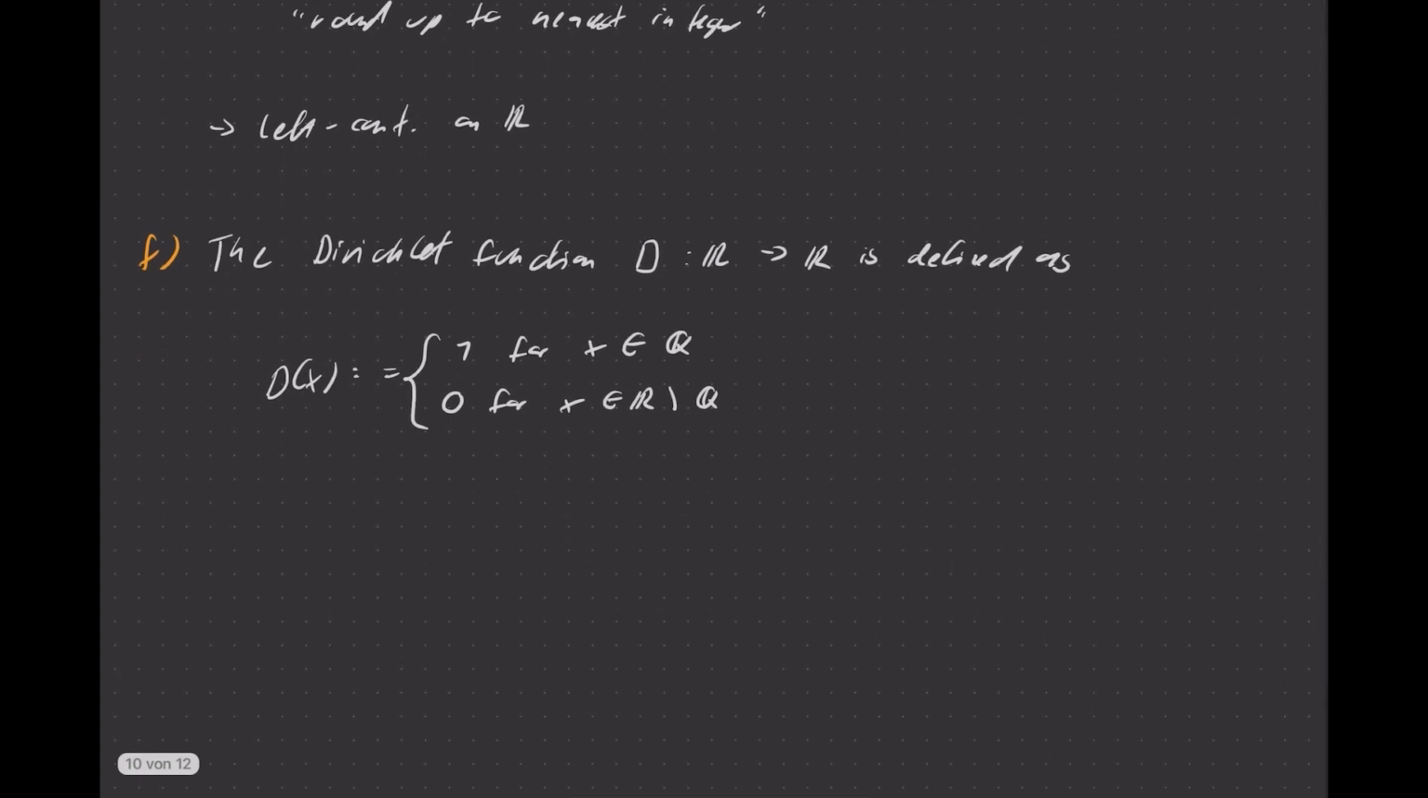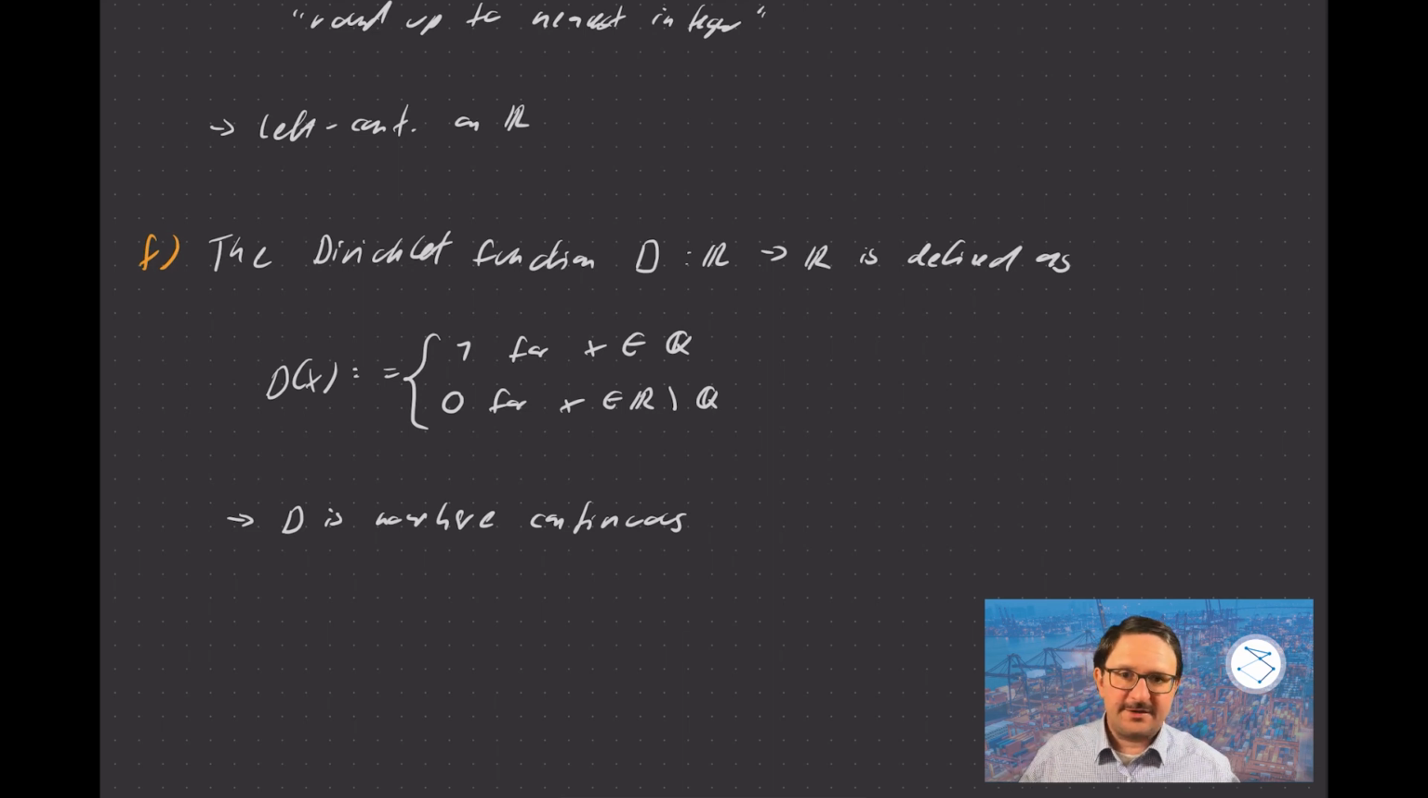Now, this function is nowhere continuous. So not at a single point, because the reason for that is if you take any rational number in the reals, then each neighborhood of that, as small as it can be, always contains irrational numbers. So there's always a jump right next to it. And that means you cannot determine a limit. And that, of course, means the limit and the function value will not agree. So this is the Dirichlet function as an example of a nowhere continuous function.